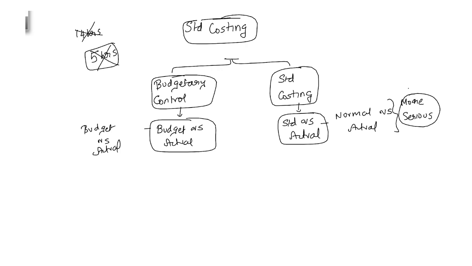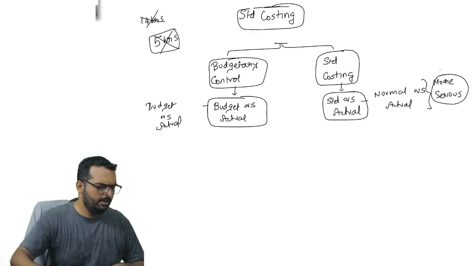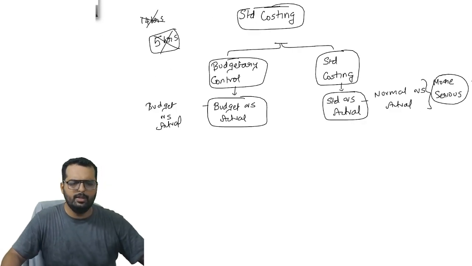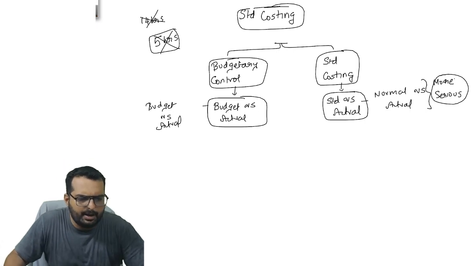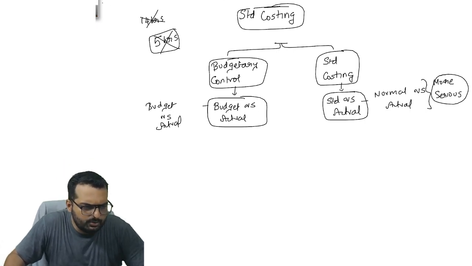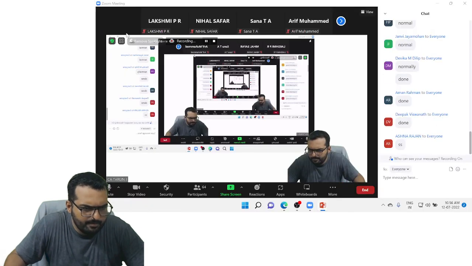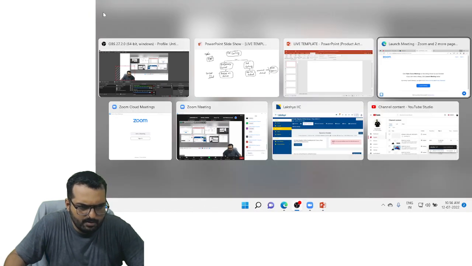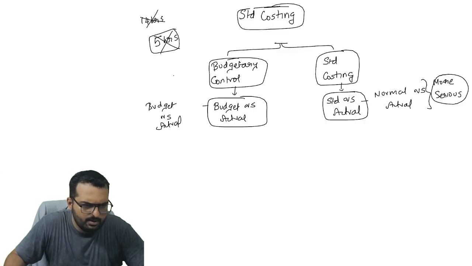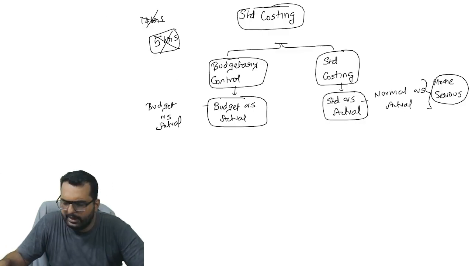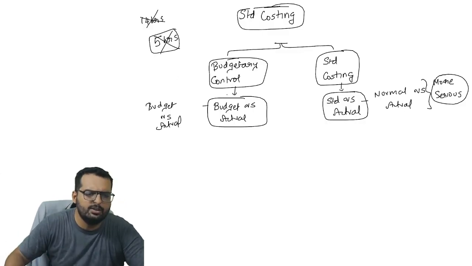Are you all done writing this, friends? Okay. I'll go to the next part now. So, friends, this is budget versus actual. All right. One moment. All right. So, this is the difference between budgetary control and standard costing.